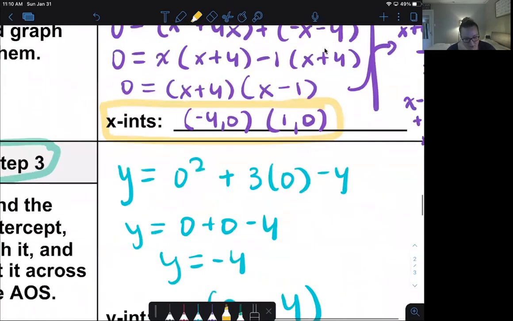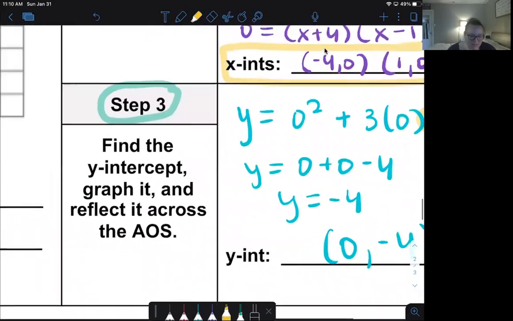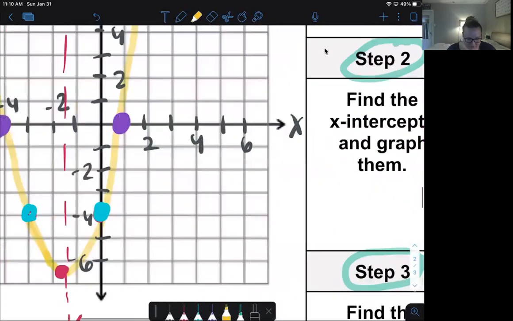Then for my y-intercepts, I plugged in x = 0, and I found y, and it ended up simplifying to -4. So my y-intercept is at (0, -4). Have any of you noticed that our y-intercept is always the value of c? Interesting. Okay, so then I plotted all those points.